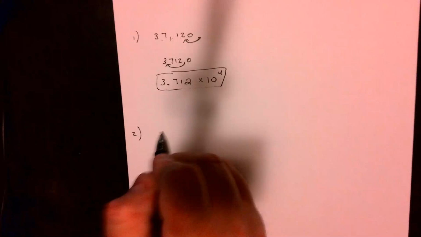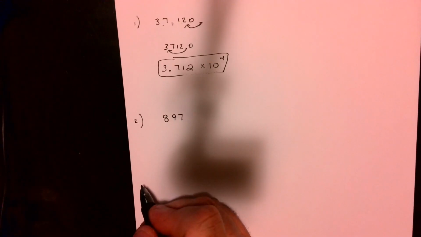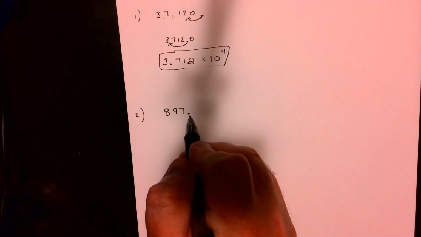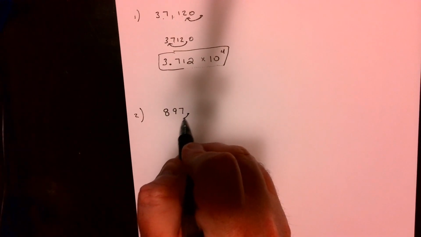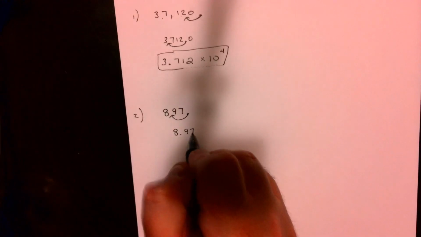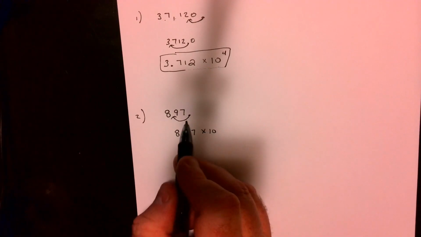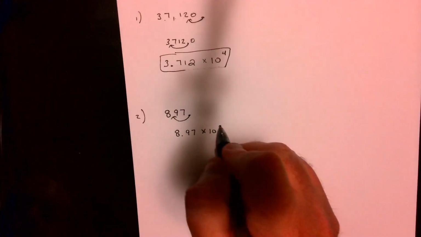If we have the number 897 and we want to put this into scientific notation, once again the decimal is at the end of the whole number. We need to make this number fit between 1 and 10, so we're going to move this decimal between the 8 and the 9. That gives us 8.97 times 10, and we moved it 2 times, so the power of 2.